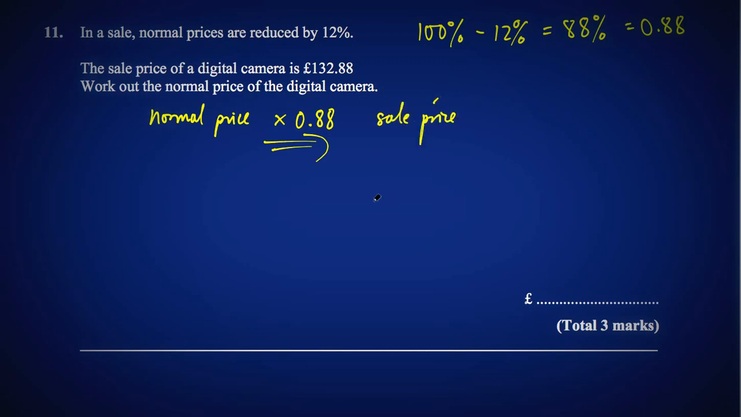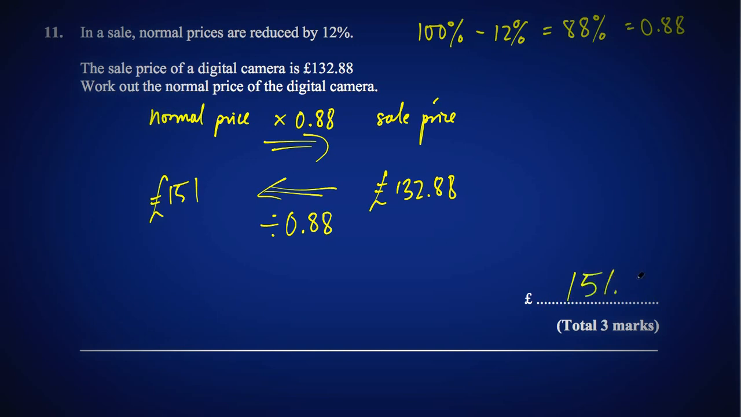I know what the sale price is, so to get back to the original price, I have to do the inverse, and that is divide by 0.88. Of course, dividing by less than 1 is going to increase the value of the number, and that is 151 pounds.